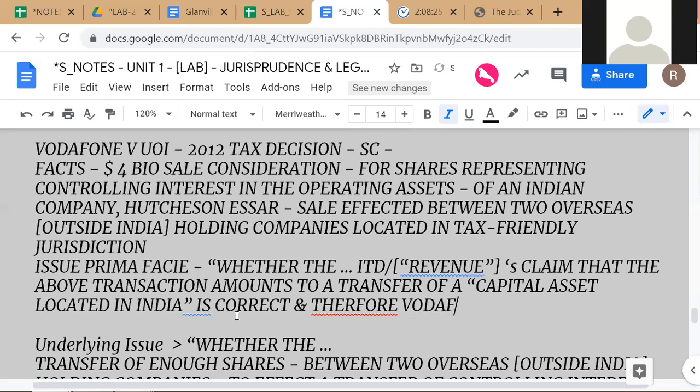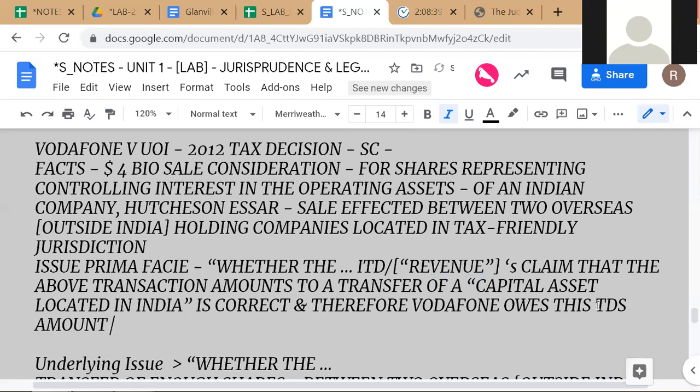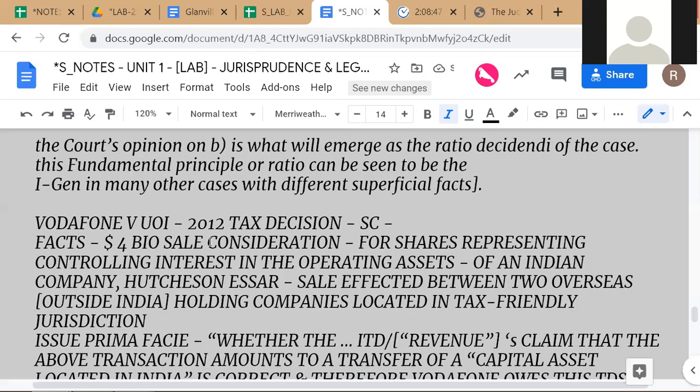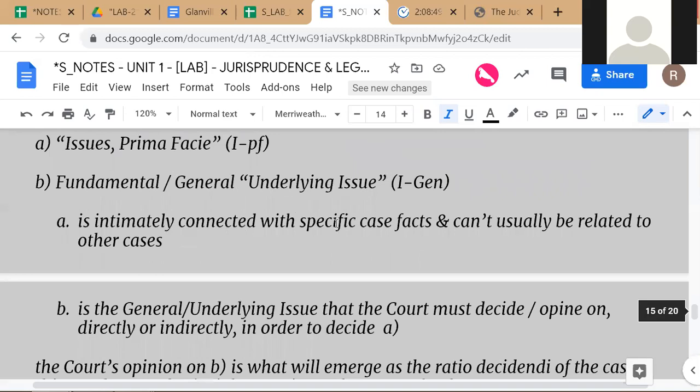Vodafone actually owes this. I'm just going to call it a TDS amount because it's a smaller word than withholding tax. Whether Vodafone owes this TDS amount to the ITD. Okay, this is what I'm talking about. Issue prima facie is highly specific. As it says here, the issue prima facie is intimately connected with specific case facts. And you can't usually transport that statement of issues prima facie to another case.